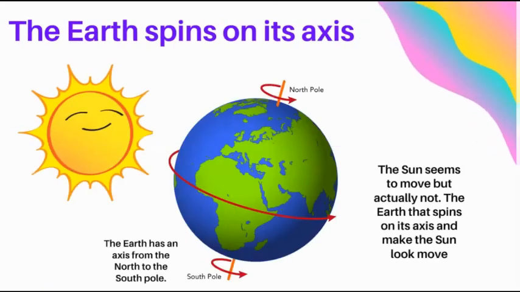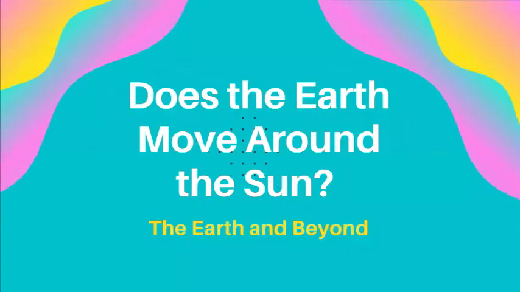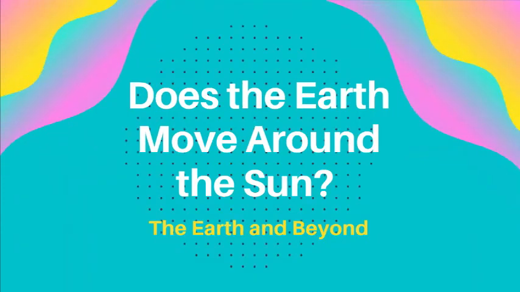Let us check if we attain the learning objectives on this discussion. First, we already know now that the sun seems to move but actually not. The Earth spins on its axis and makes the sun look moving. The Earth also will take 24 hours or 1 day to complete the spin. Second, since the Earth keeps spinning all the time and never stops, it will give rise to the cycle of day and night. Does the Earth move around the sun, or the sun that moves around the Earth?